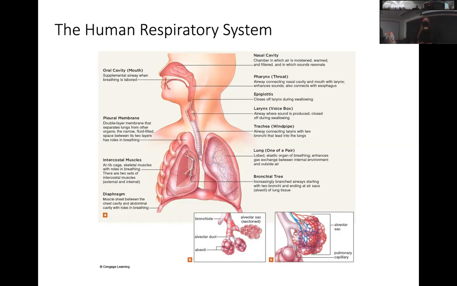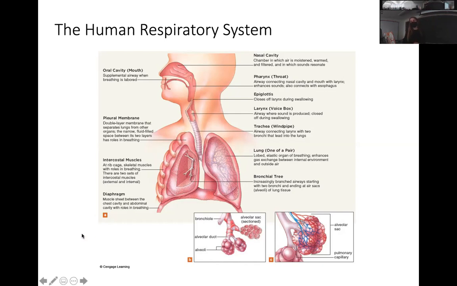Remember, skeletal muscles, we have different types of muscle tissue. You have cardiac muscle tissue, skeletal muscle tissue, and smooth muscle tissue. Skeletal muscle tissue is voluntary movement. So essentially your conscious being telling your muscles to do something. And so if the intercostal muscles are skeletal muscles, there has to be a command to engage those. Then you have your diaphragm.